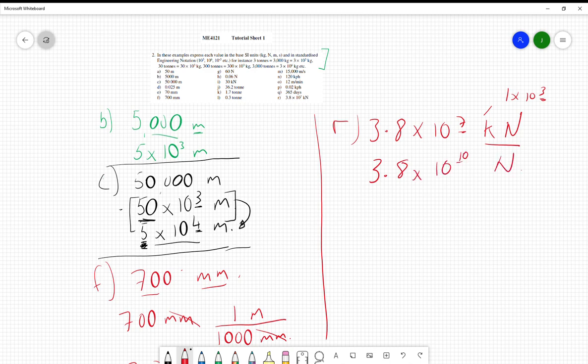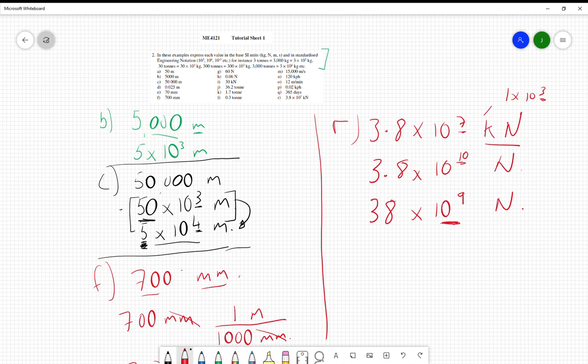We're not done because, as I said, the question asked for engineering, so it has to be by 10 to the 9. So that ends up being 38 by 10 to the 9 newtons, because that's in engineering notation. So that's the different ways of doing it.